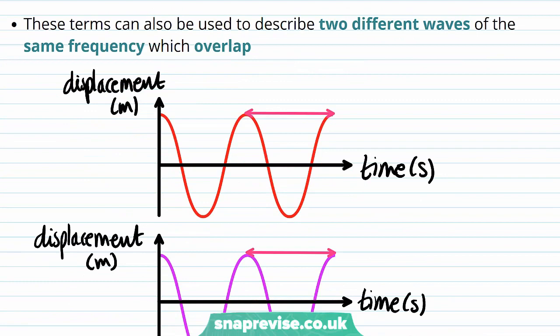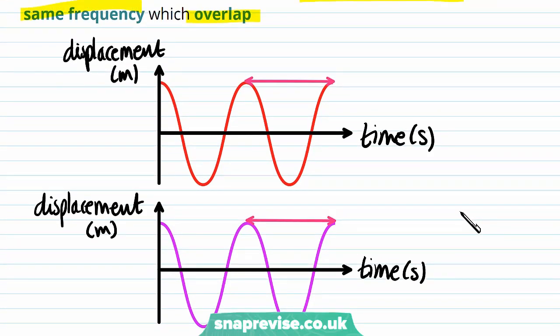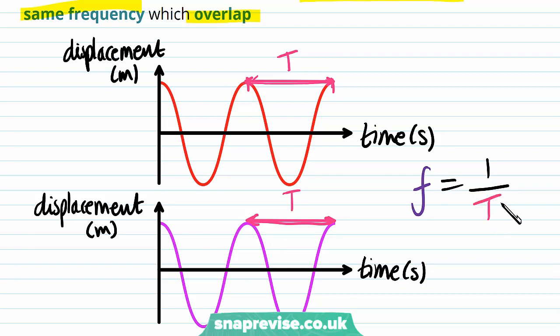These terms can also be used to describe 2 different waves of the same frequency which overlap. So if we consider these 2 waves here, we've got them on a displacement time graph now rather than a displacement distance graph. And we know that the time period for a wave is given by the time taken for it to complete one full oscillation. So in this case, this arrow here shows us the time period of this wave, and we can see that this bottom wave has the same time period. And we know that the frequency of a wave is given by 1 divided by its time period. So if both waves have the same time period, that means they must both have the same frequency.